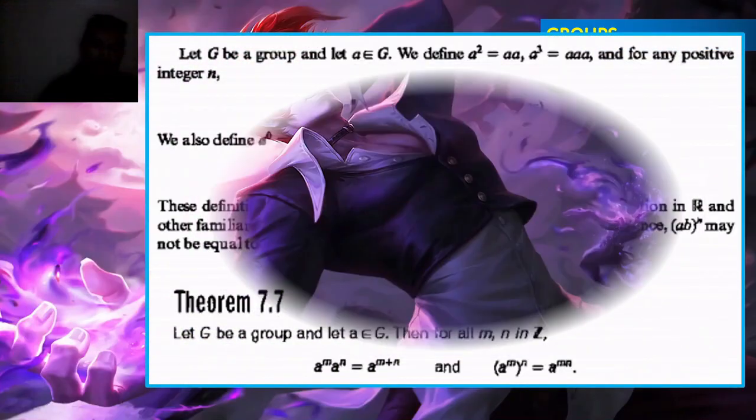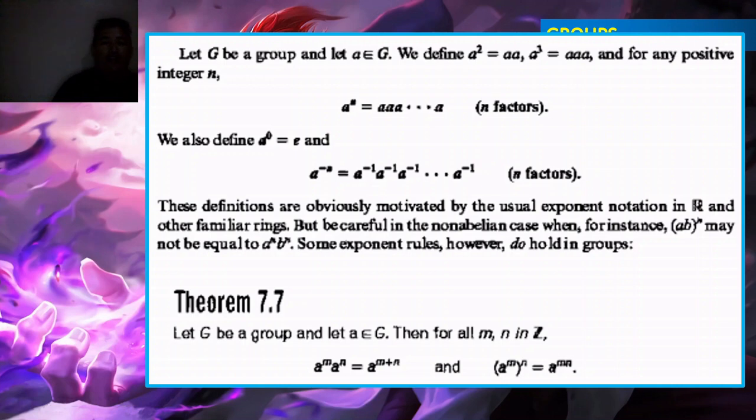Next, class. Okay, now let G be a group and let A be an element in G. So define A squared is equal to A times A, A cubed is A times A times A, and for any positive integer n, A to the n is equal to the product of A with n factors. We also define A to the 0 is equal to E, and A to the negative n is n factors of A inverse. These definitions are obviously motivated by the usual exponent notation in R.